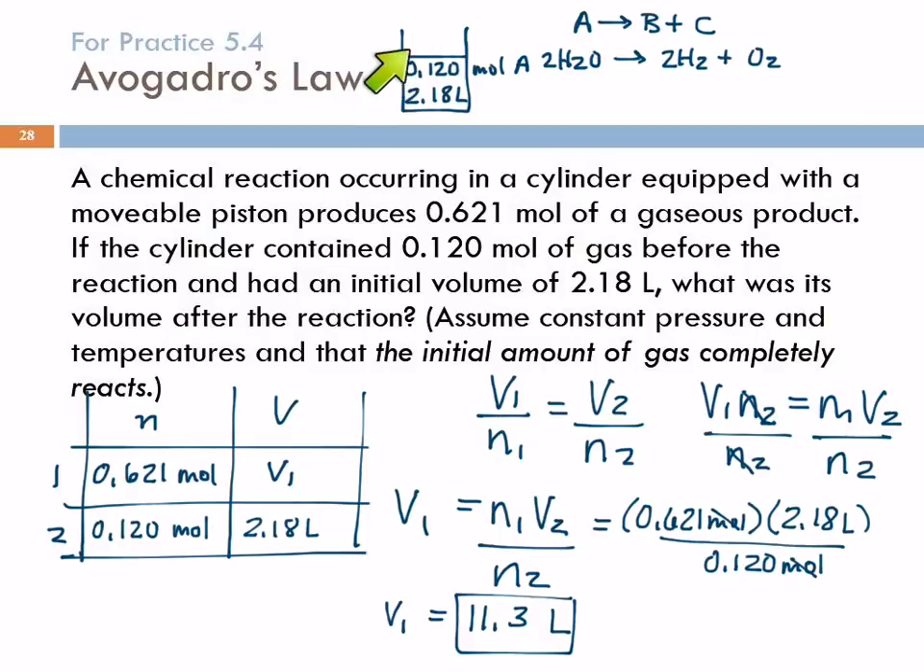So all of this is disappearing, but it's forming a total of 0.621 moles of gases B and C. And so the volume has to go up because there's more particles now. Does that help? Yeah, that helps a lot.